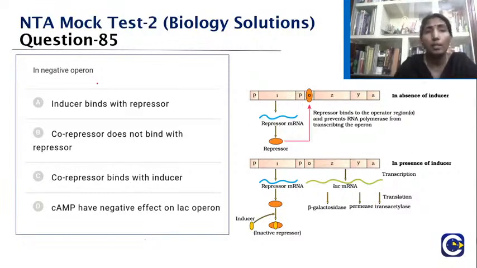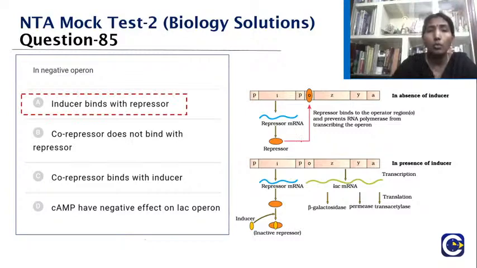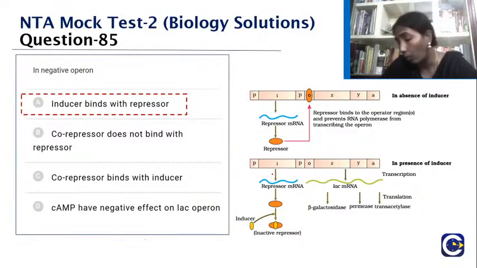But what is happening in the case of negative operon? The inducer will bind with the repressor. See, you have the inducer here, it is not getting bound. But what about here? In the presence of the inducer, it goes and binds with the repressor. So once it binds with the repressor, what is going to happen? We call that the negative operon.